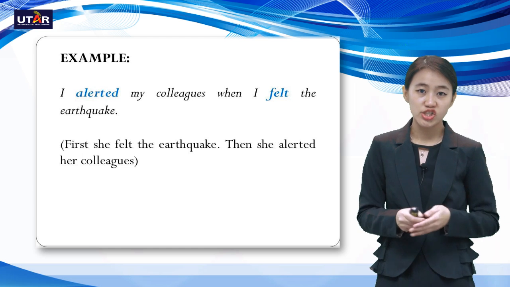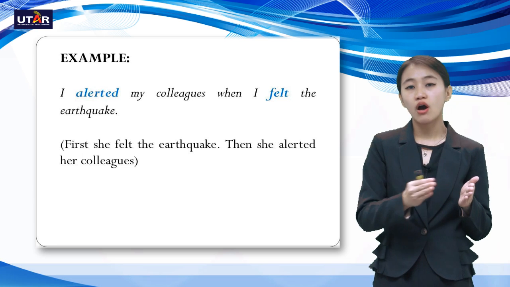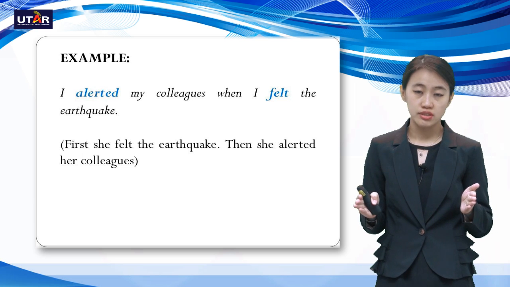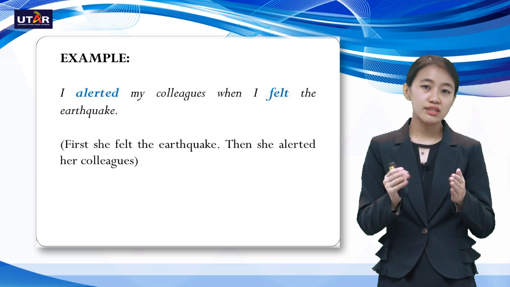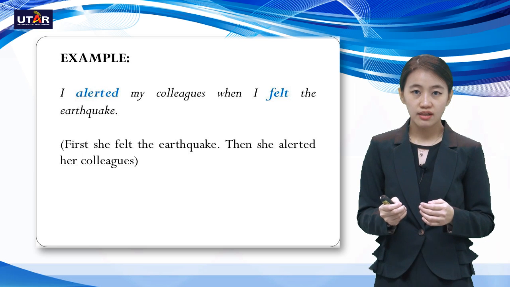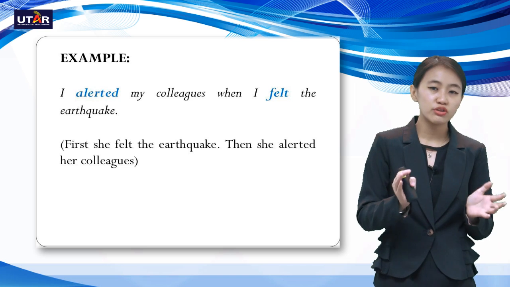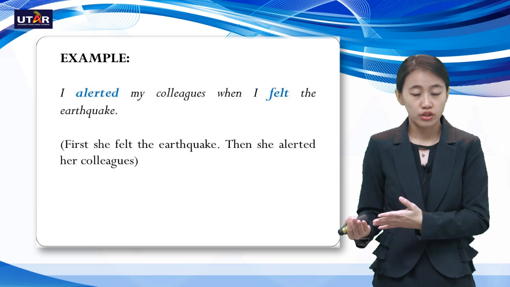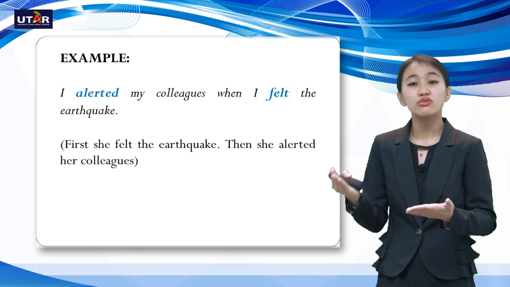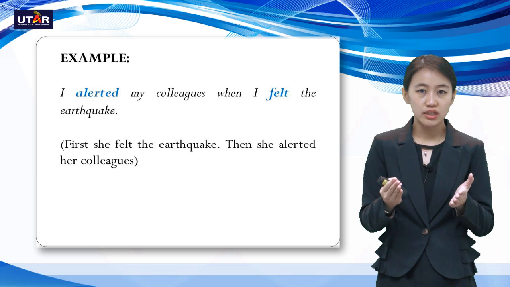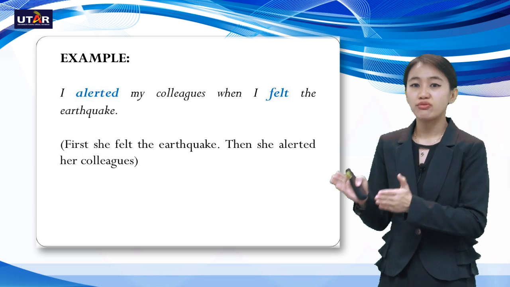When you are referring to an action that is ongoing and then suddenly something happens, of course you have that long action which is in past continuous, and then you have that short action in simple past. But in this case, I alerted my colleagues. So this is not you doing the action of alerting everyone, hello, hello, hi, there's an earthquake, only then you felt the earthquake. So of course you alerted, it's a short action, and then only you felt the earthquake. So here, the key word here is and then. So first I alerted, and then I felt the earthquake.